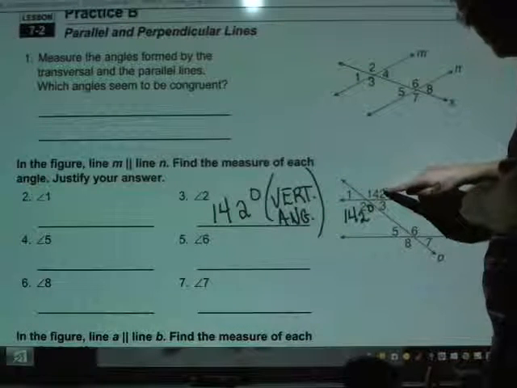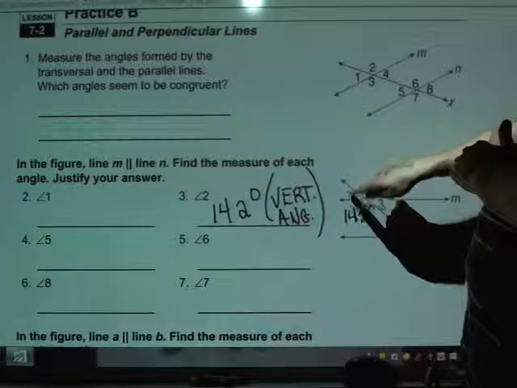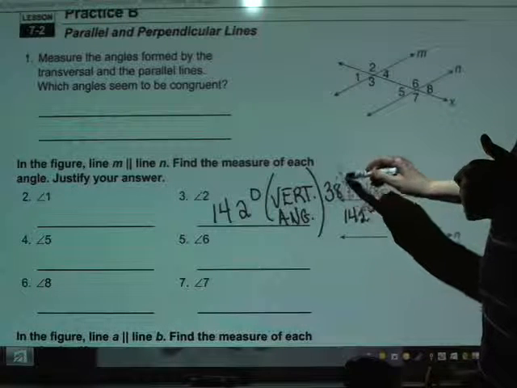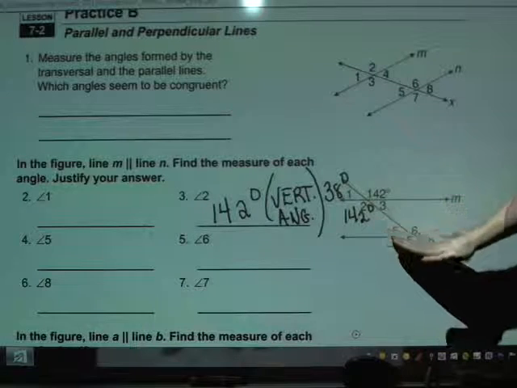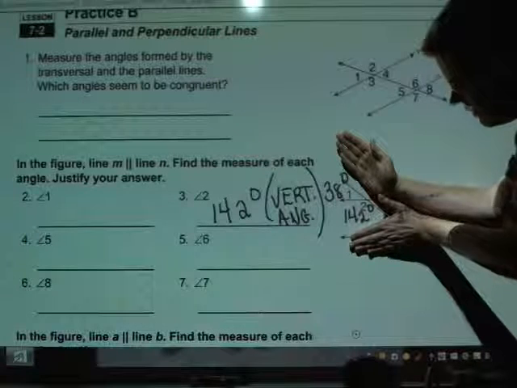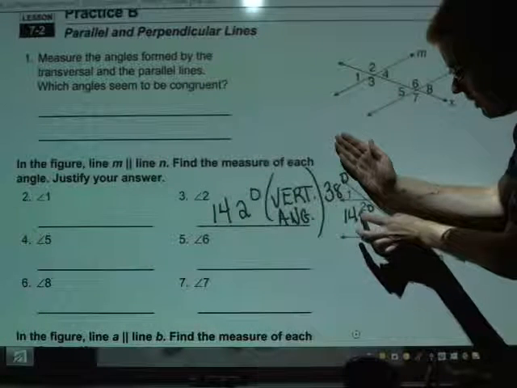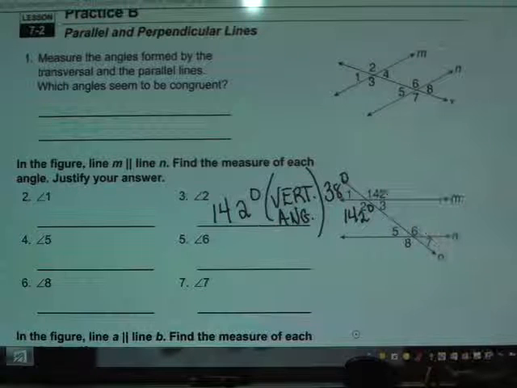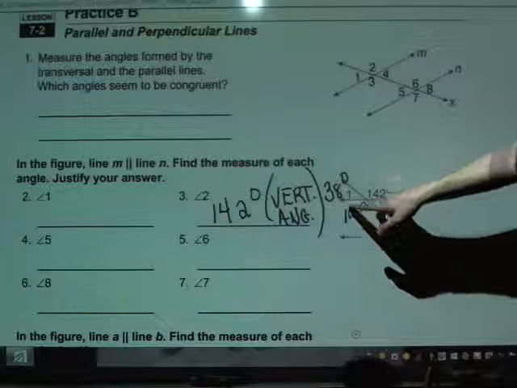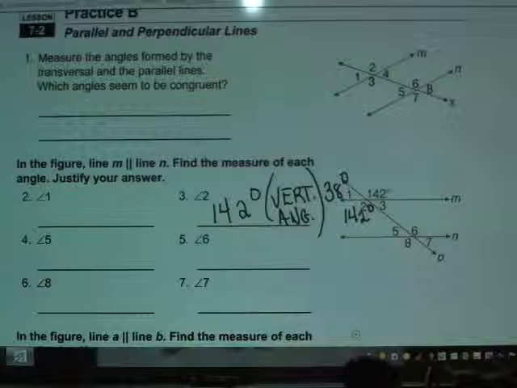So if this is 142, that means that this segment has to be 38 degrees, because that's how I'm going to make this go up to 180. Notice it also works heading down this line. If I forget this stuff off to the left here and to the bottom, those two together also make a line, 180 degrees. Well, we already know this is 142, and if that's 38 like we believe it is, 142 and 38 do once again make 180. So either way, whether we go from 2 or the one that was already marked, angle 1 has to be 38 degrees. And the reason is going to be because of supplementary angles.